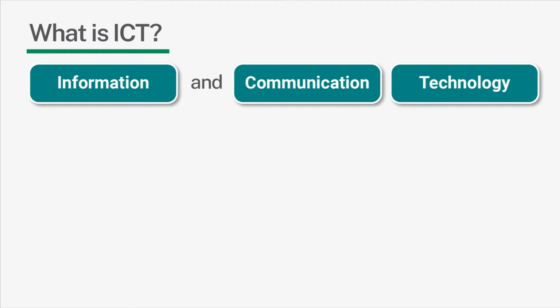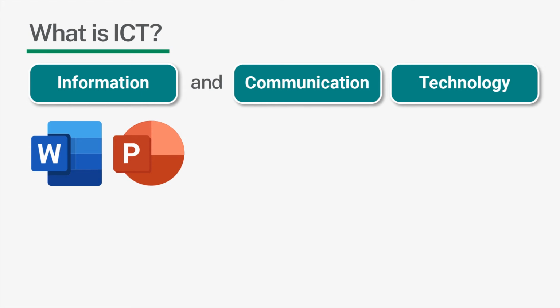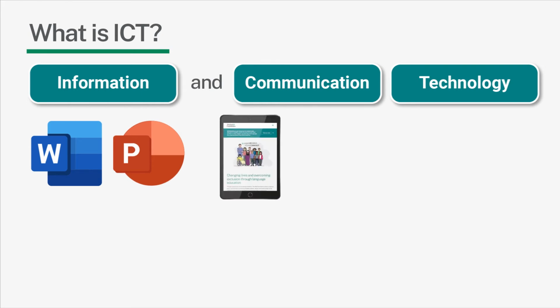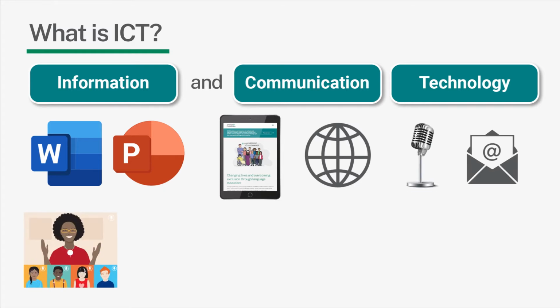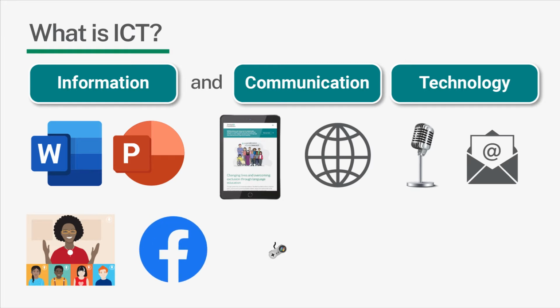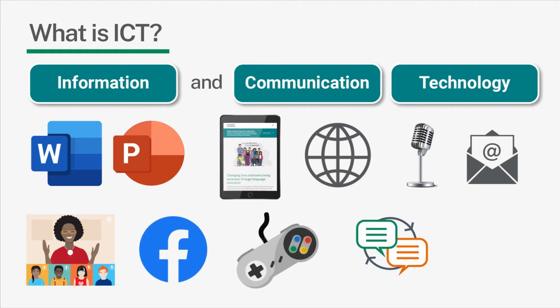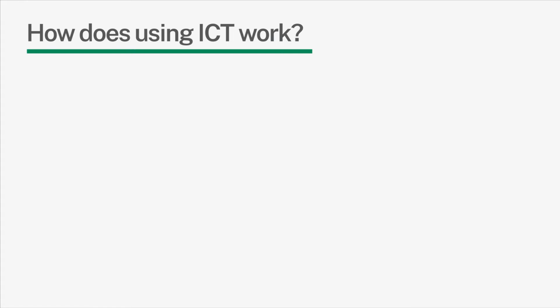proficiency. For example, word processing software such as Microsoft Word, presentation and desktop publishing software such as Microsoft PowerPoint, tablets and interactive whiteboards, the Internet, recording technology, audio and video, communication, email, video conferencing and social media, immersive games, translation software, and other software and apps, which can be focused on grammar, vocabulary, literacy, or the curriculum, and can include story-making software and apps. How does using ICT work?